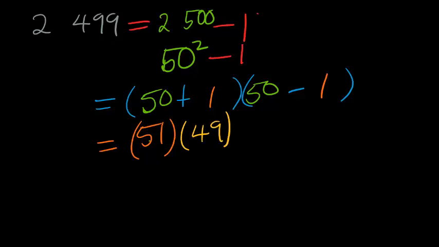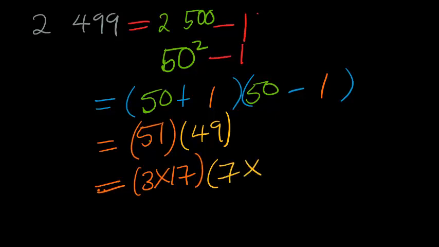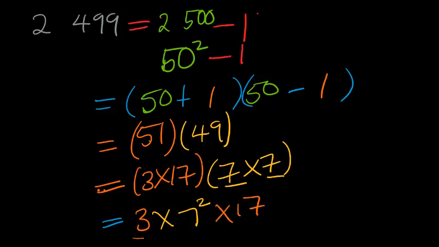Okay, so let's factorize. The factors of 51 are going to be 3 times 17. And the factors of 49 are going to be 7 times 7. Those are all prime numbers. So my final answer is going to be 3 times 7 squared, because there's 2 of them, times 17. And that is our final answer.